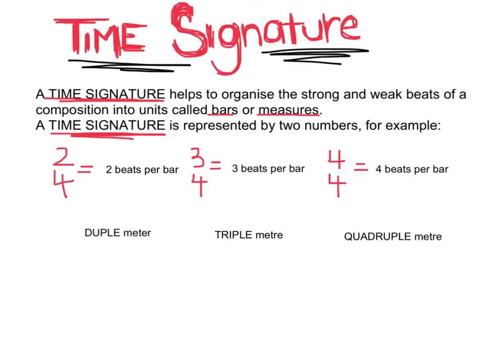Like metre, time signature helps to organise the strong and weak beats of a composition into units called bars or measures. A time signature is represented by 2 numbers. For example, 2/4 equals 2 beats per bar, or duple metre. 3/4 equals 3 beats per bar, or triple metre. And 4/4 equals 4 beats per bar, or quadruple metre.